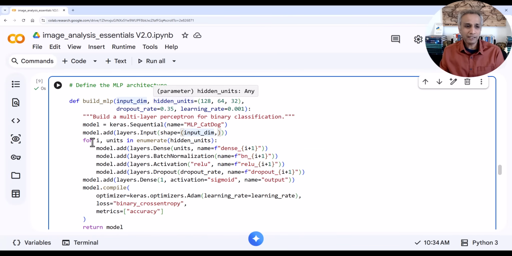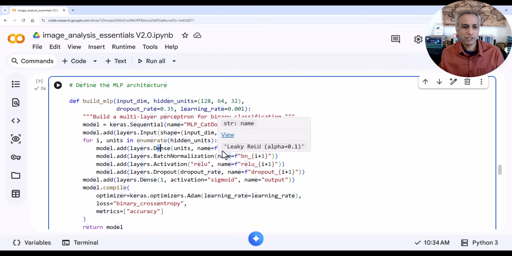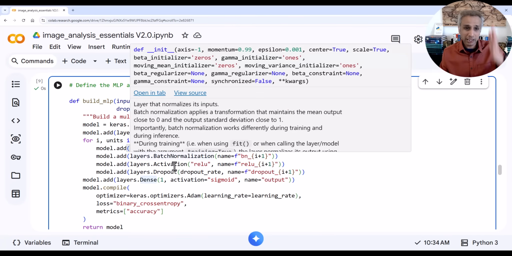Okay, and then I'm adding a dense layer with how many neurons? Well, however many I have here, starting with 128 first. The next round, I'm doing 64 neurons, and then 32. That's what this block is doing. But it's not just a dense layer. A dense layer is nothing but your neurons.